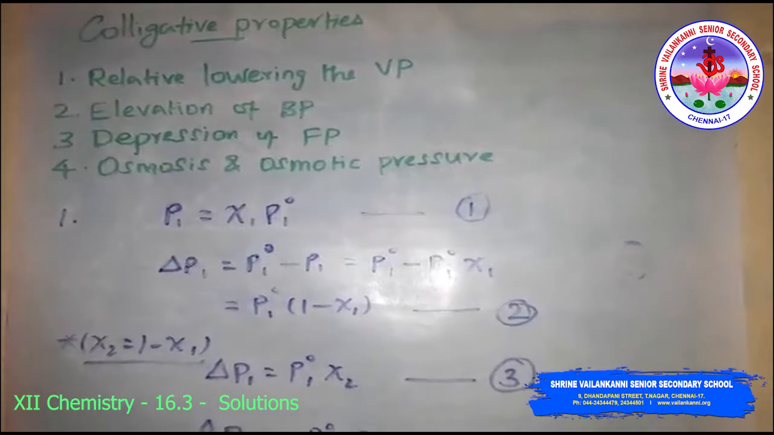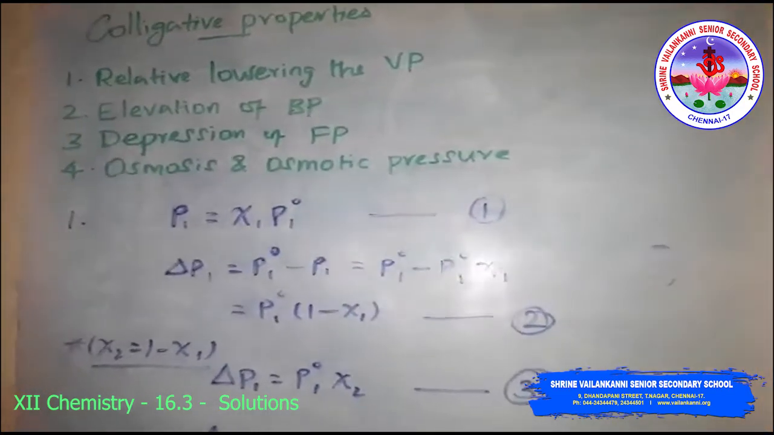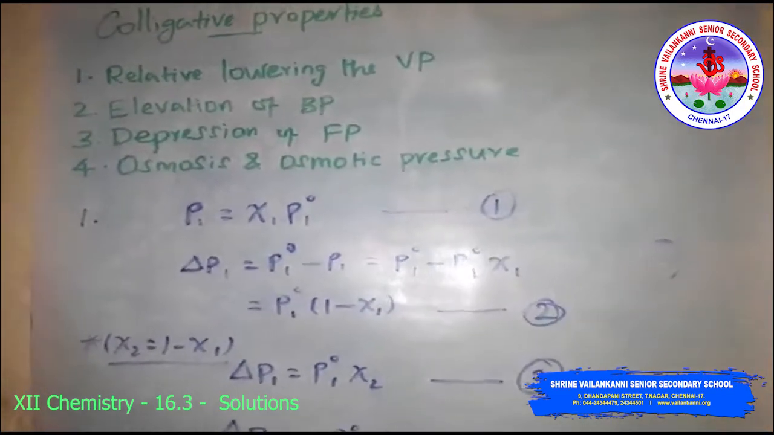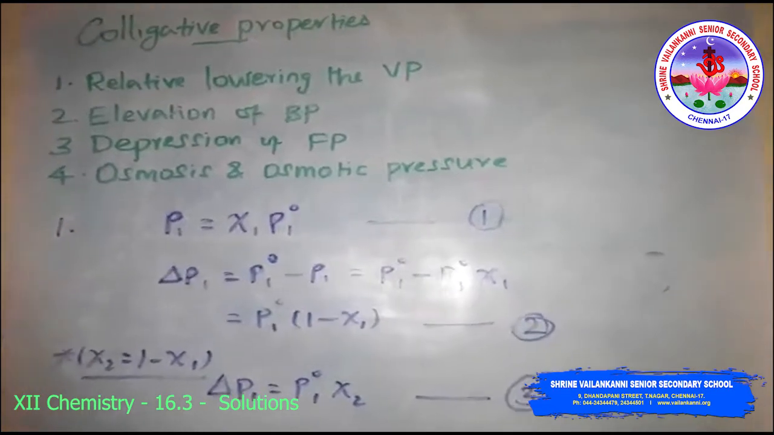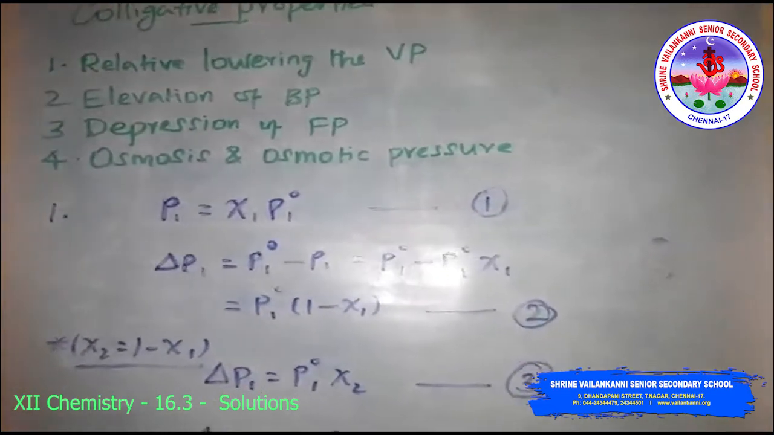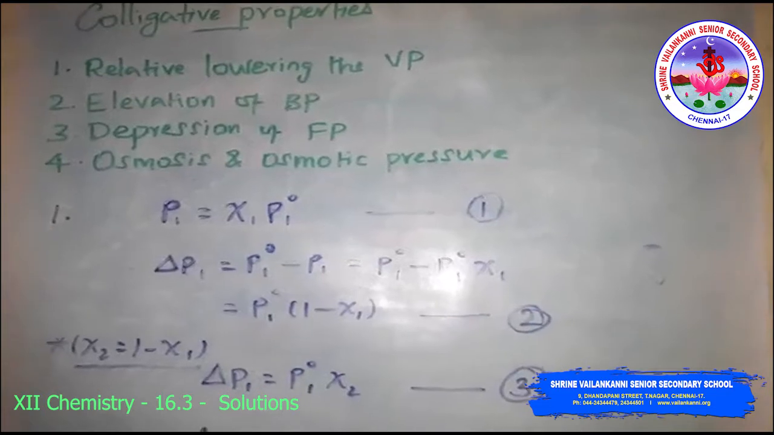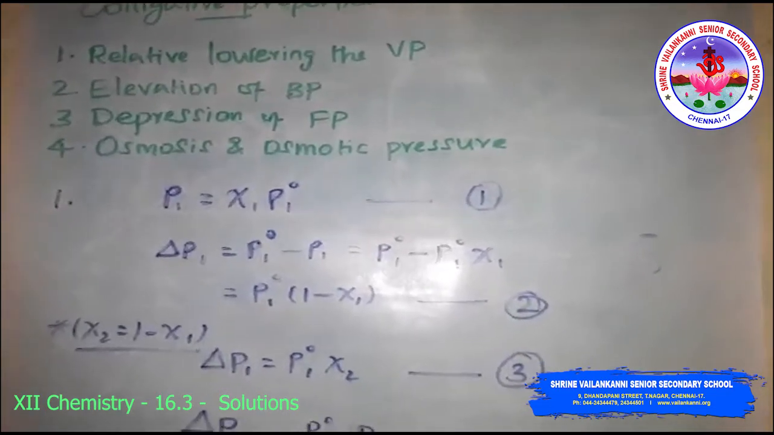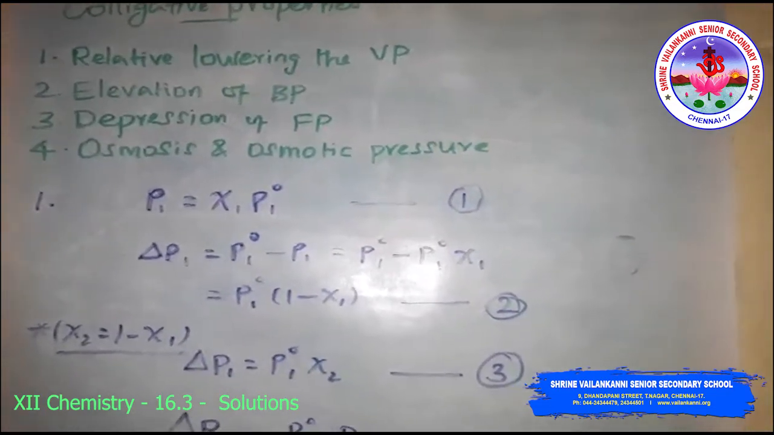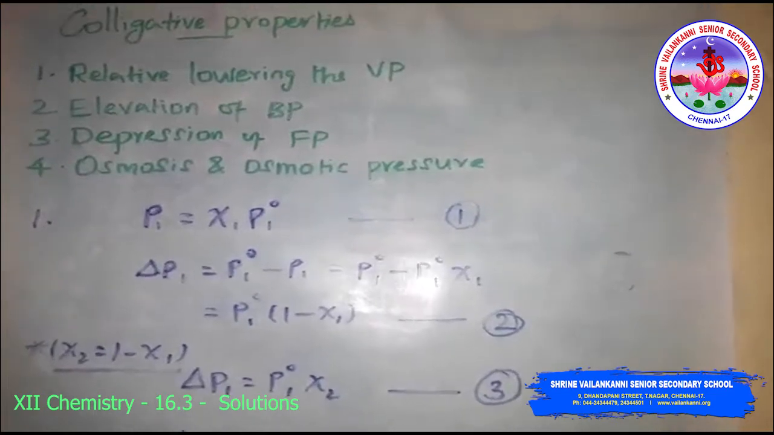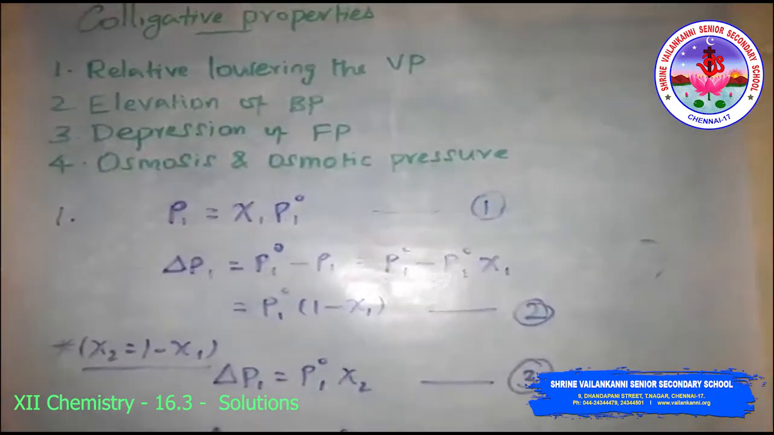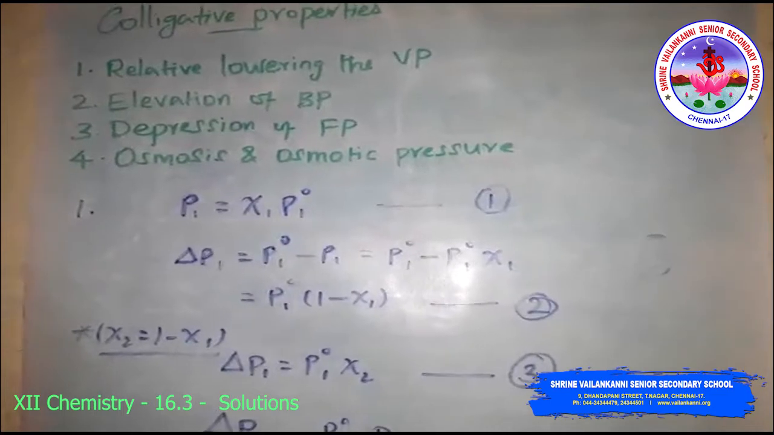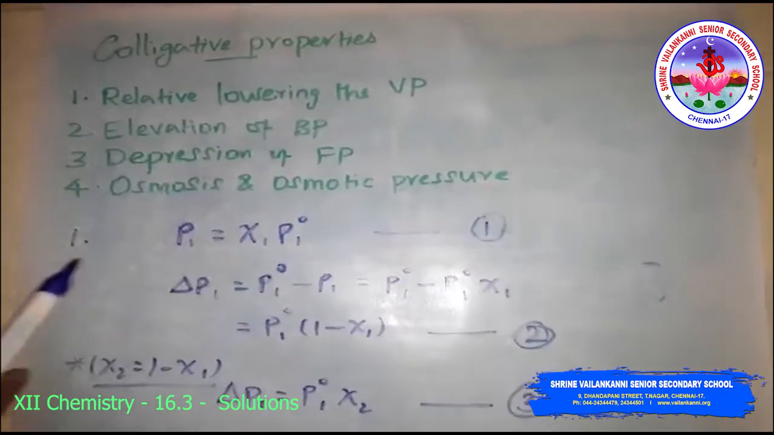All these properties depend on the number of solute particles, irrespective of their nature, relative to the total number of particles present in the solution. Such properties are called colligative properties. First we will discuss the relative lowering of vapor pressure.